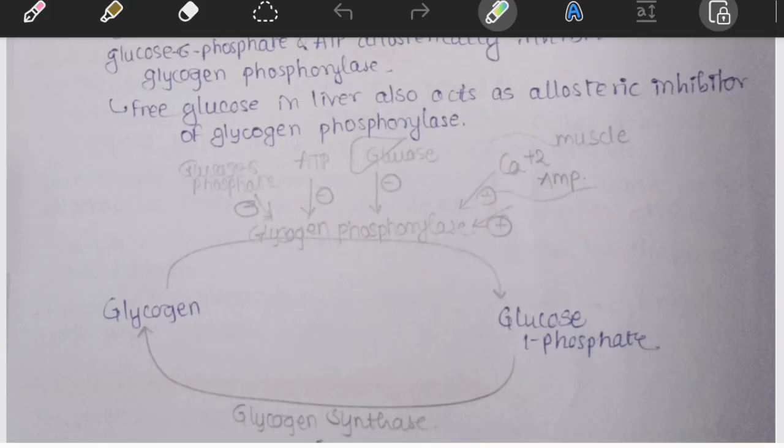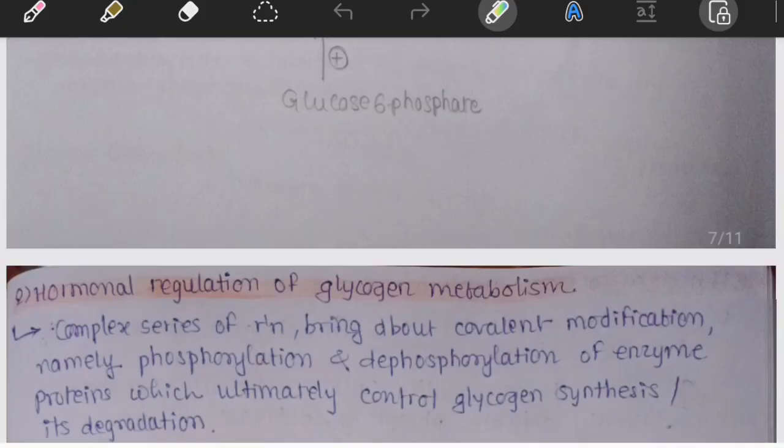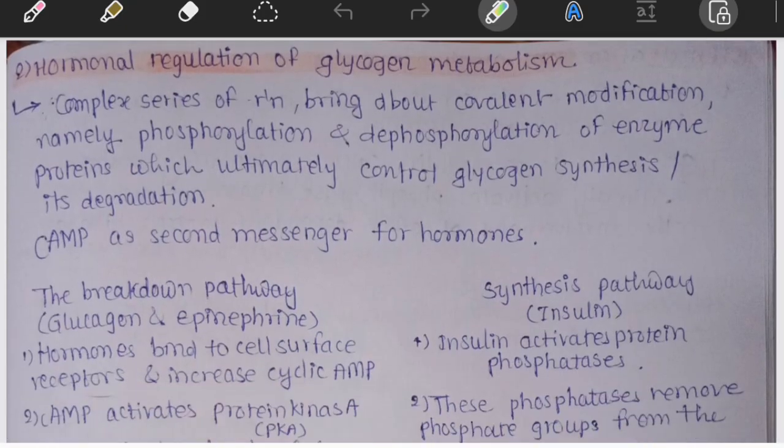ATP production. Now let's move to the most important part, hormones. Almost every university asks this pathway. Instead of memorizing, let's understand the logic. There are two situations. Blood glucose is low, and which hormones increase? Glucagon and epinephrine.